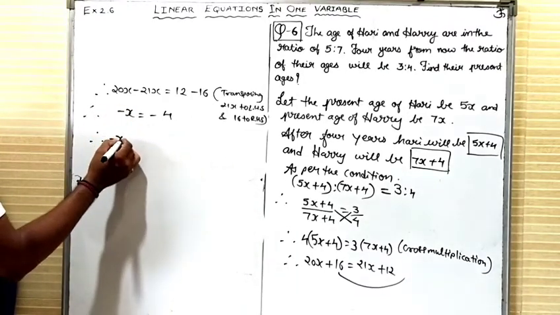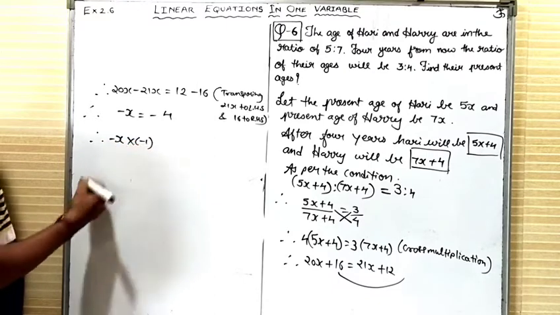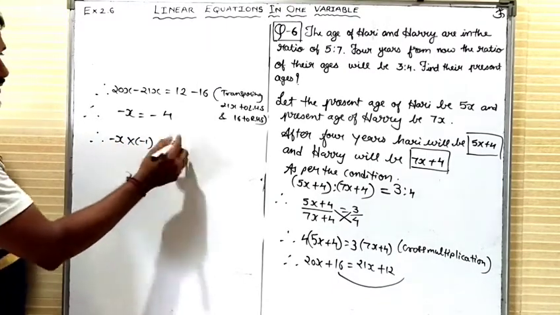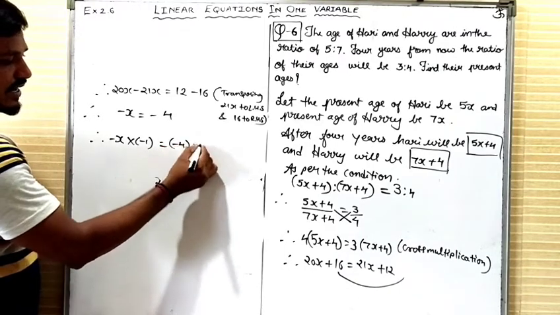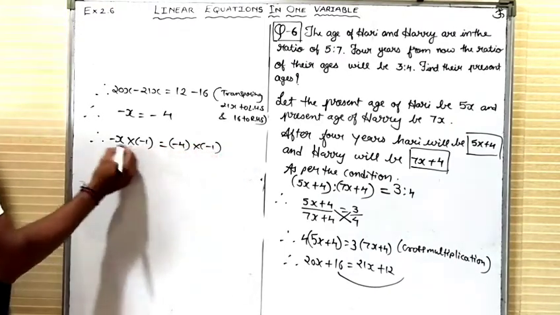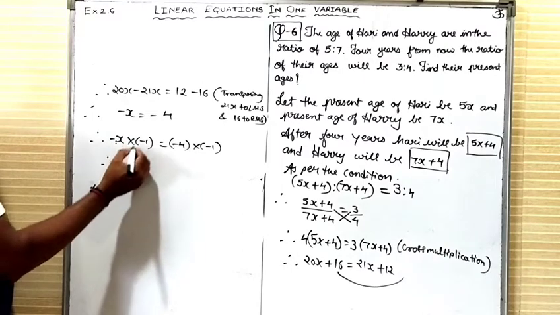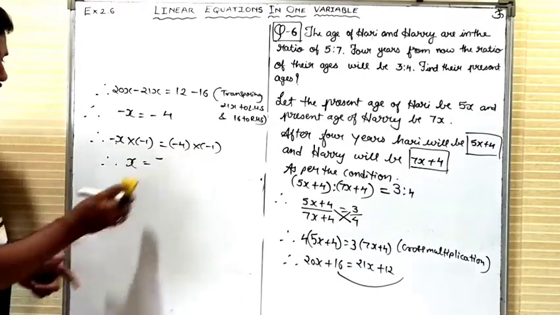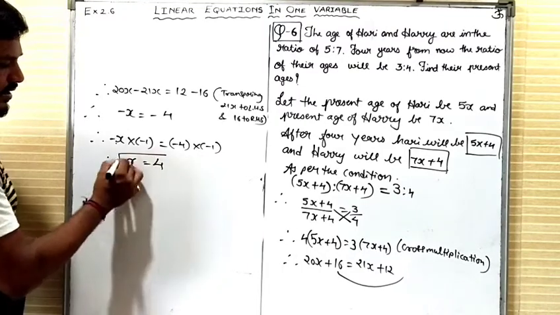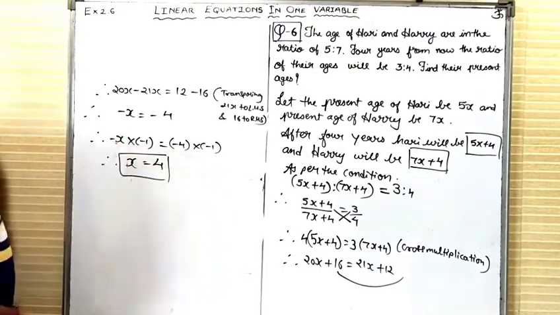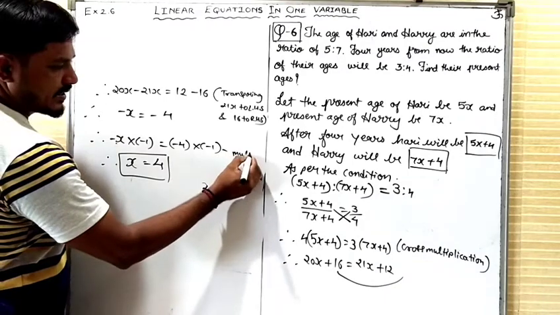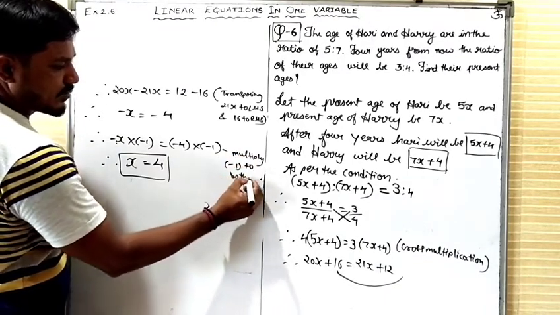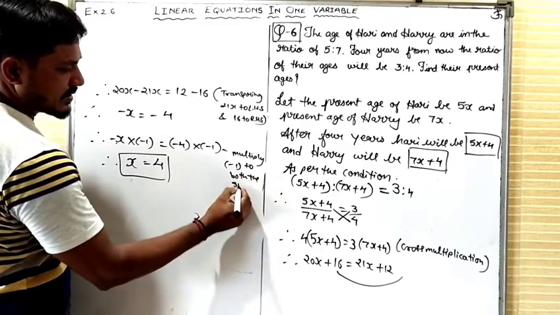What I will do to this negative x, I will multiply by -1 so that it will become positive. So whatever value I am multiplying over here, the same value you have to multiply toward your right. So negative into negative will become positive, here also negative into negative will become positive. That means the value of x is 4. Here you can write: multiplying -1 to both sides.